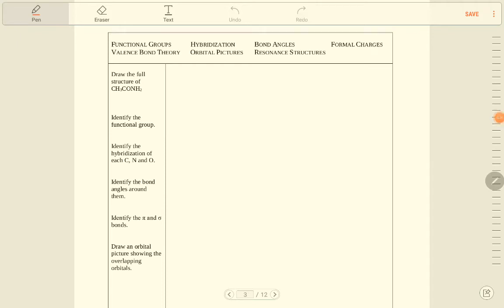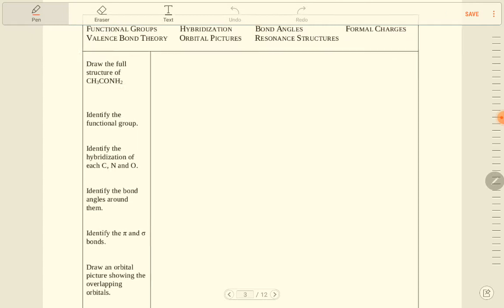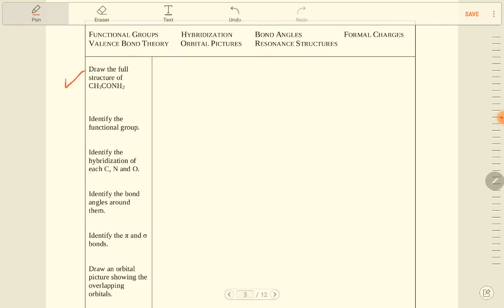Alright, so this is study guide 1, review of organic chemistry 1, and we are going to work on more practice. So the first one, we need to draw a full structure of CH3CONH2. So that is CH3. So H is connected with this C, CH3. Then C double bond O and NH2. So H is here, and 2 electrons. So this is the full structure.